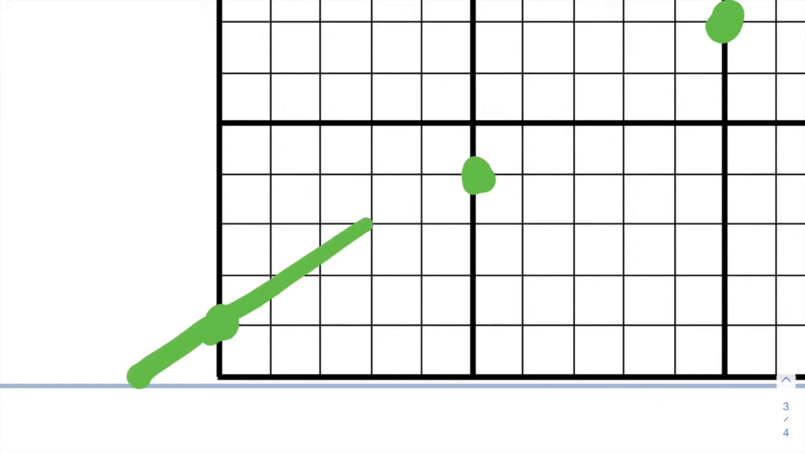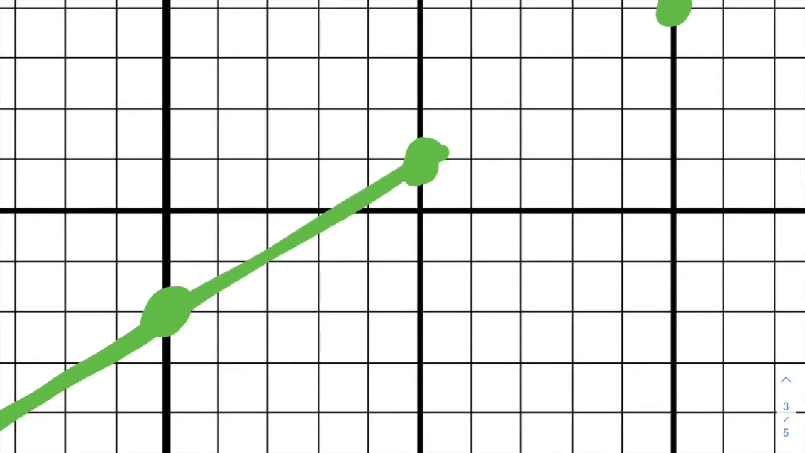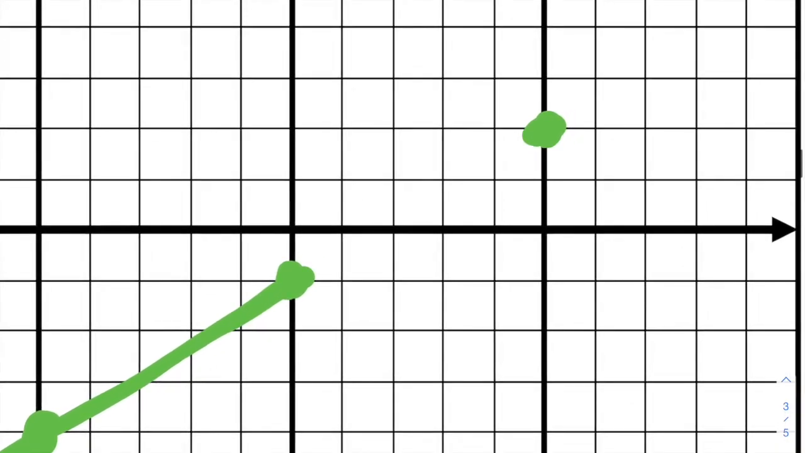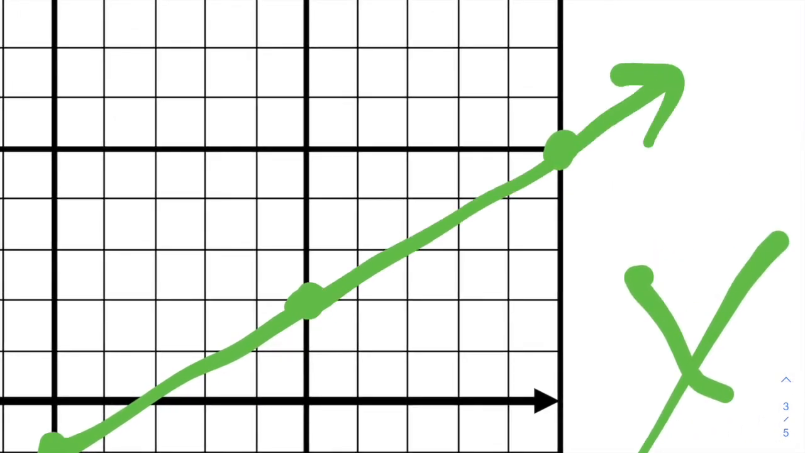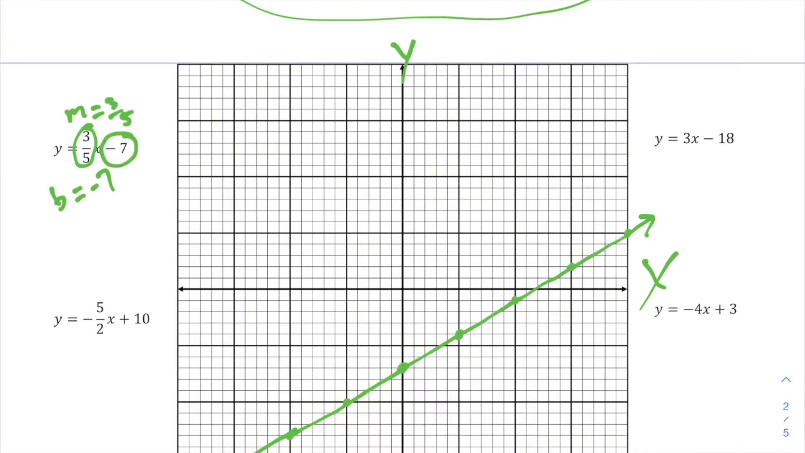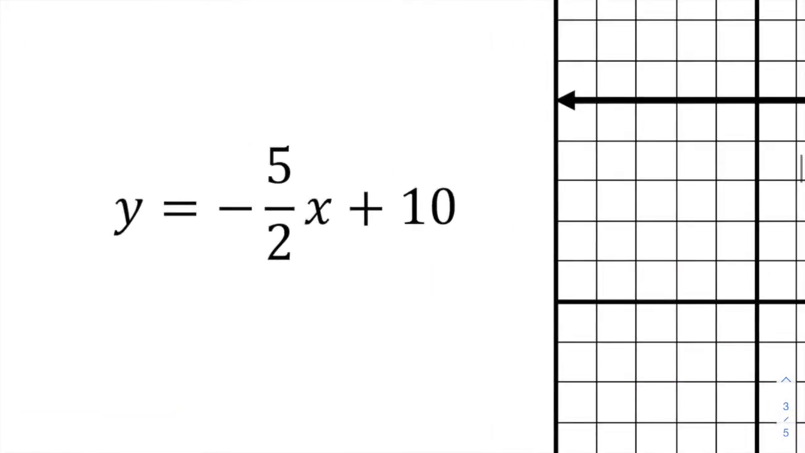All we have to do now is draw the line all the way through the points, continuing drawing the line until we go past the edge of the graph. Put an arrow at that end, put an arrow at the other end, and there we've graphed y equals 3/5 x minus 7. Again, in another lesson, we'll talk more about how this line relates to the equation.